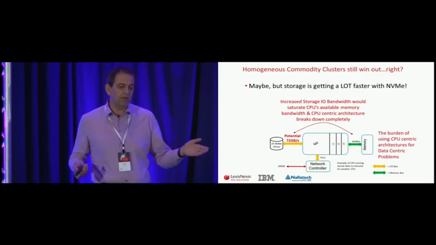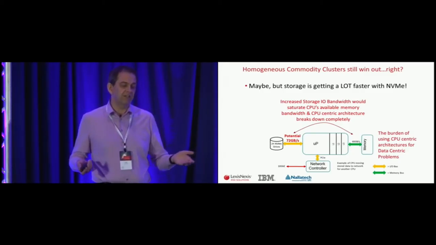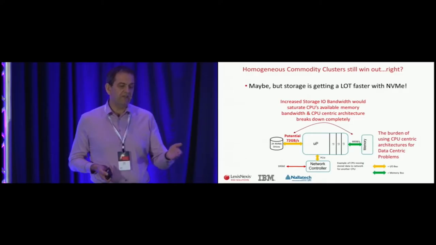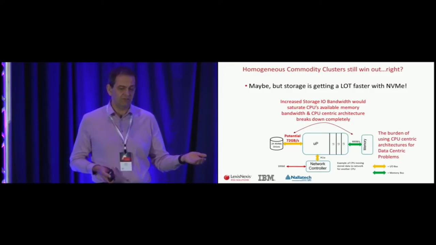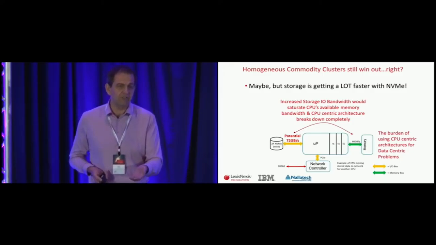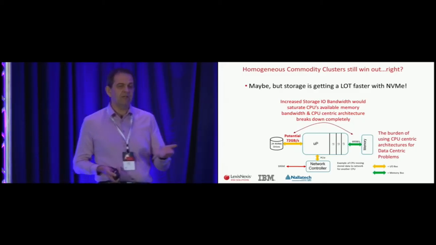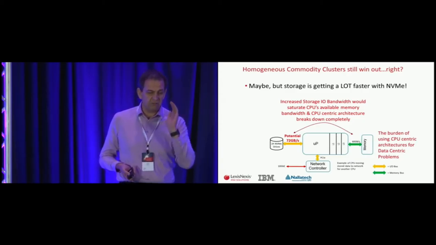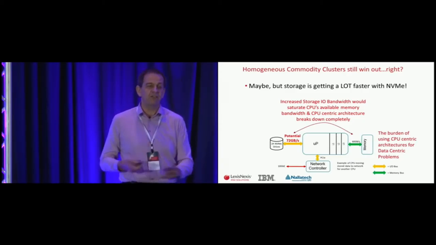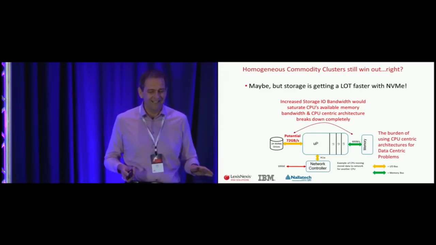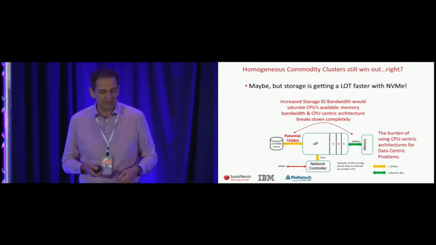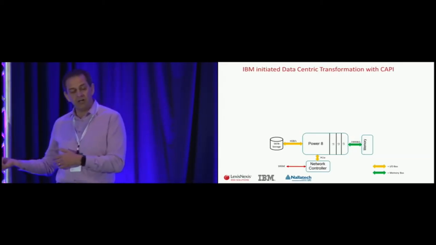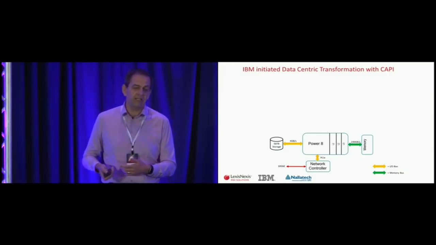And if you take a 24 disk drawer inside a server today, with NVMe drives, you could get 72 gigabytes per second of storage bandwidth. That's huge compared to your systems today. In fact, it's the same size as your memory bandwidth. Now, if we run those same scenarios I just talked to you about in a processor-centric architecture, you completely swamp the CPU, and there's nothing left for you to do compute. So we've got to move to a more data-centric architecture. And this is what IBM really initiated with their OpenPOWER and CAPI.